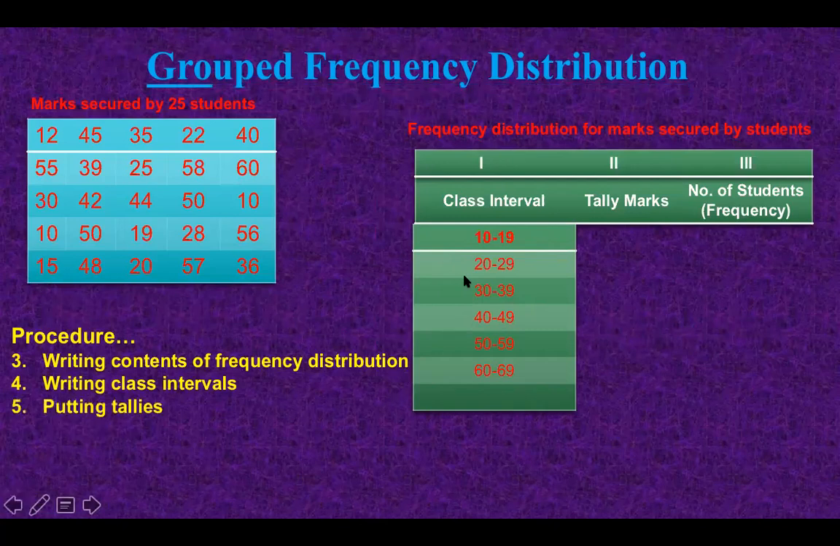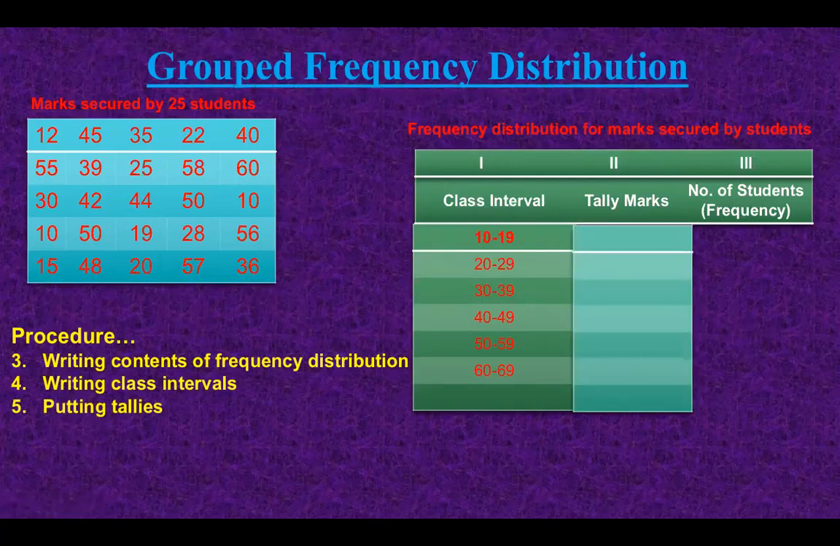Next step is to put the tally marks. In each class, for example from 10 to 19, we have to check from the data how many observations fall in it: 1, 2, 3, 4, 5. And the procedure is the same. We give 4 vertical lines and 1 slanting line, and go on counting in each class and giving the tally marks. When it comes to 5 observations, the fifth is the slanting line, and we go on counting.